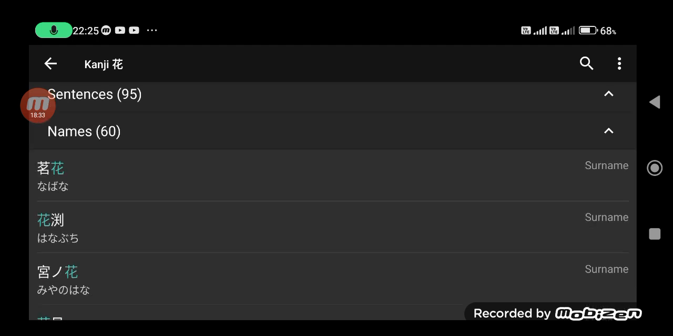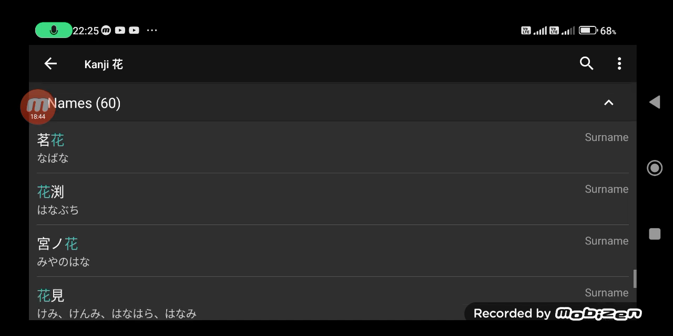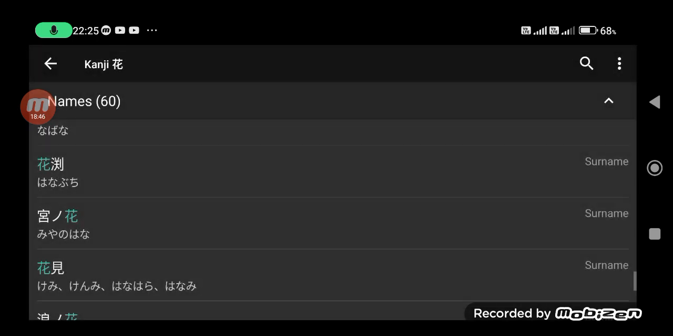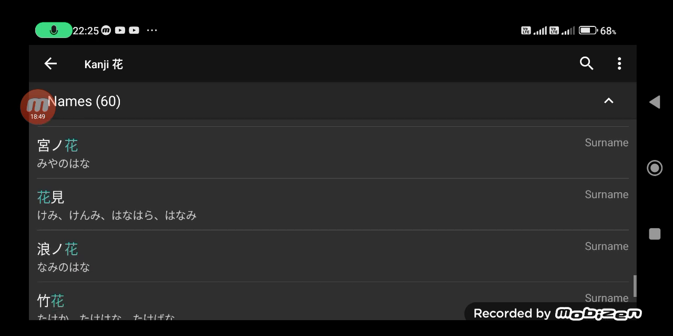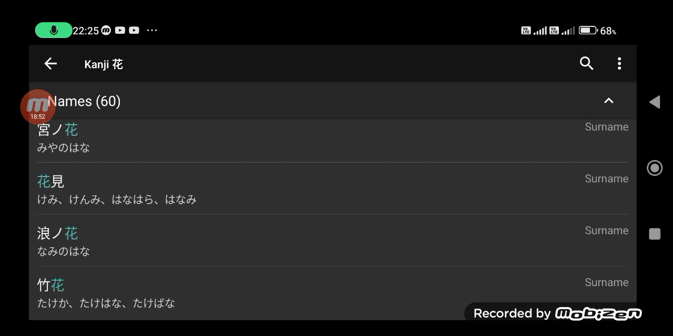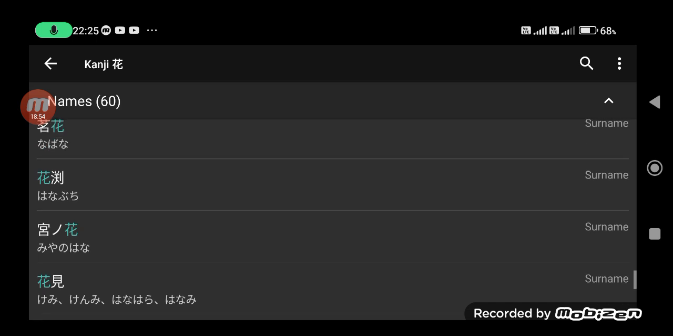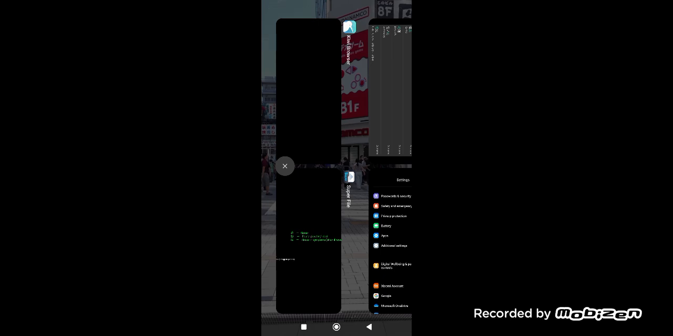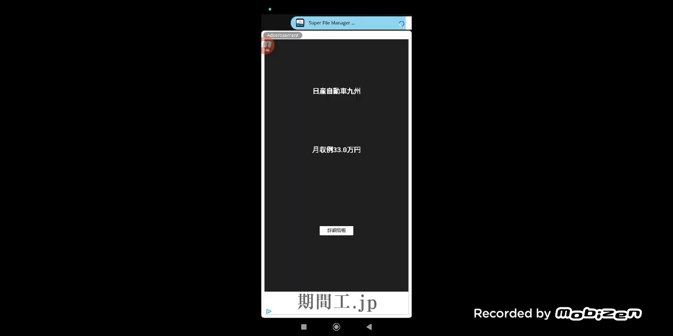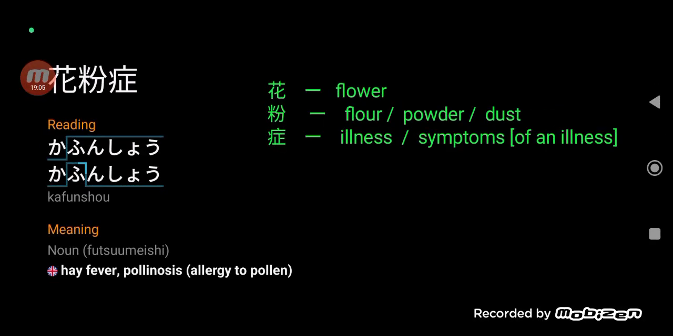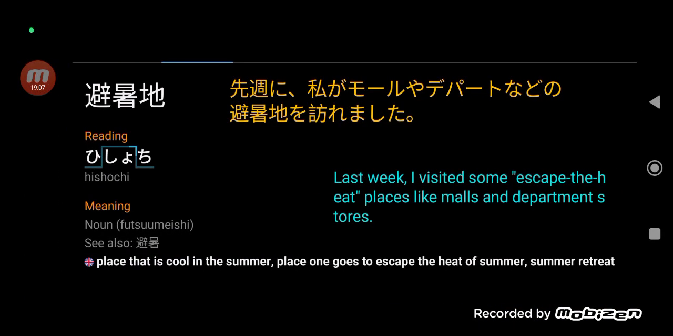So let's go with, in Japan, proper nouns are indicated in kanji. So let's go with some names. It's like here. 菜花 Nabana. 花淵. But before we go to these names, I want to show you, minasan, some good points. Okay. This is for your appreciation, minasan.